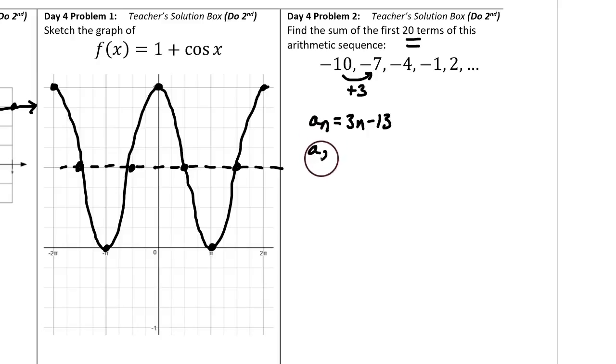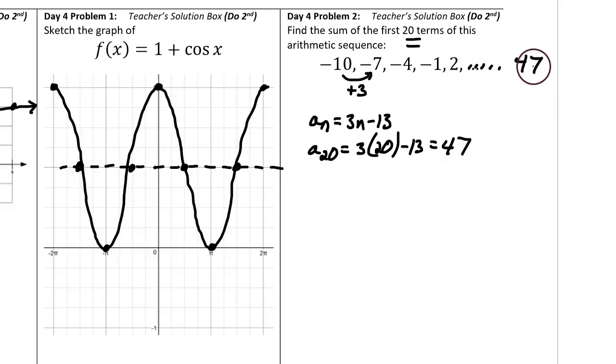We want to figure out the 20th term. So 3 times 20, take away 13, that's 47. So in the sequence, when it went dot, dot, dot, dot, dot, eventually you get to 47. That's the 20th term. Now to find the sum of 20 terms, we can use the formula.